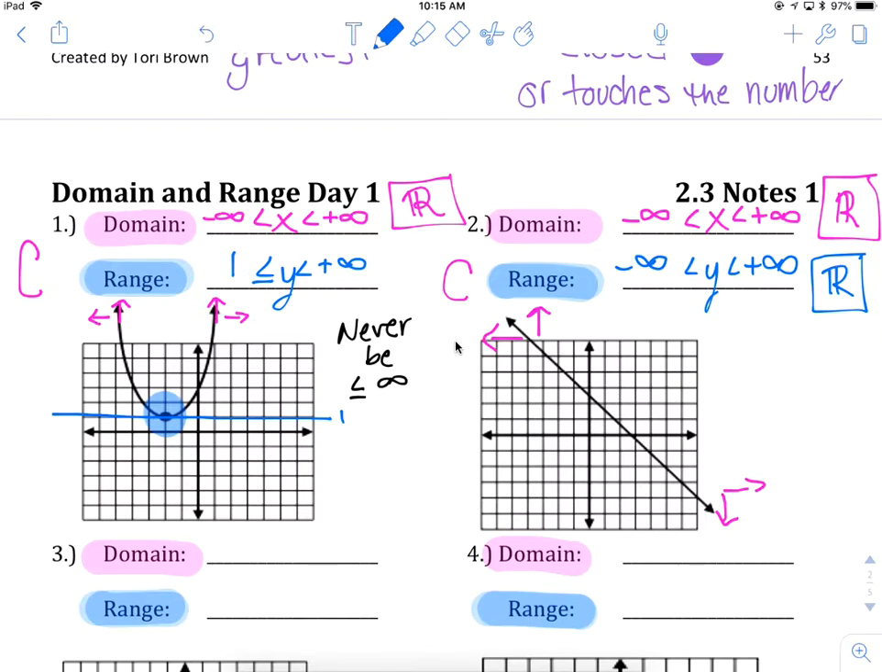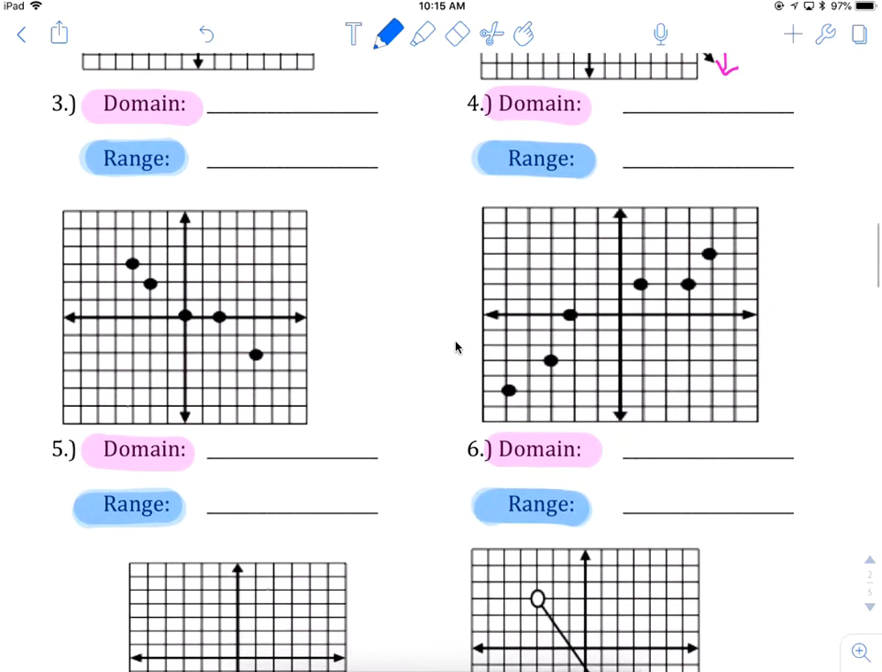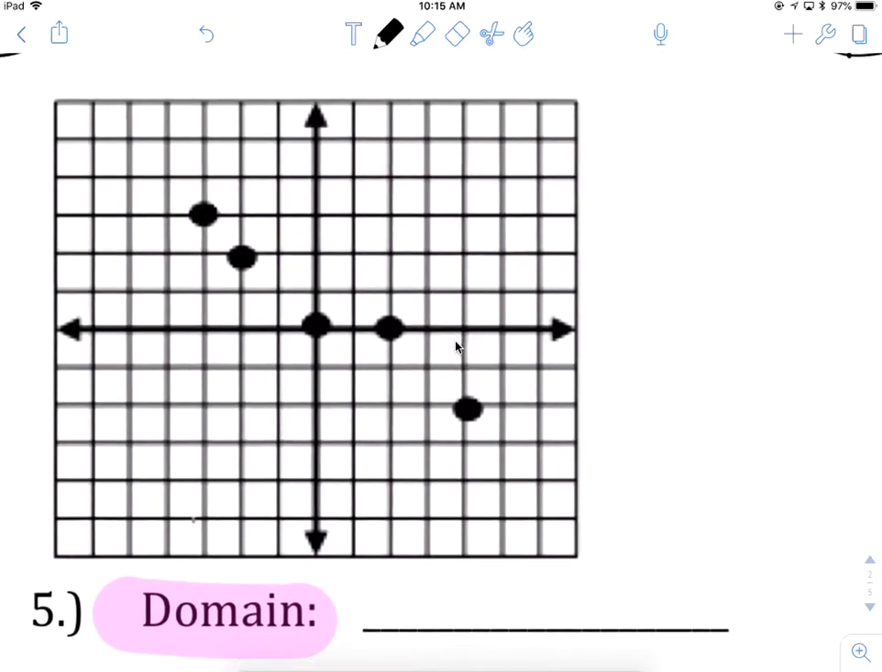If you ever need to pause this and listen again, feel free to do that. I'm moving on to question 3. All right, question 3 and 4. I noticed that both of these are discrete. Because they're discrete, I'm going to have to start this problem by listing out my x's and y's. So let's do that on this first problem.